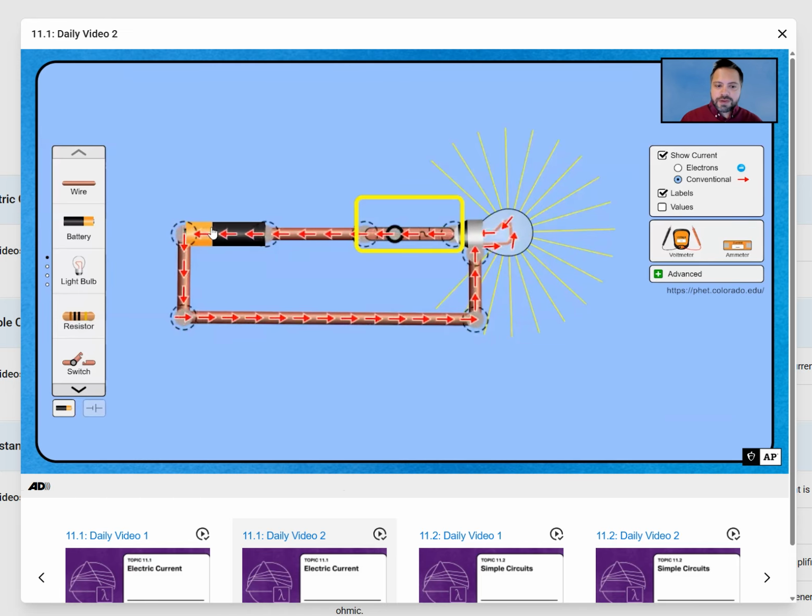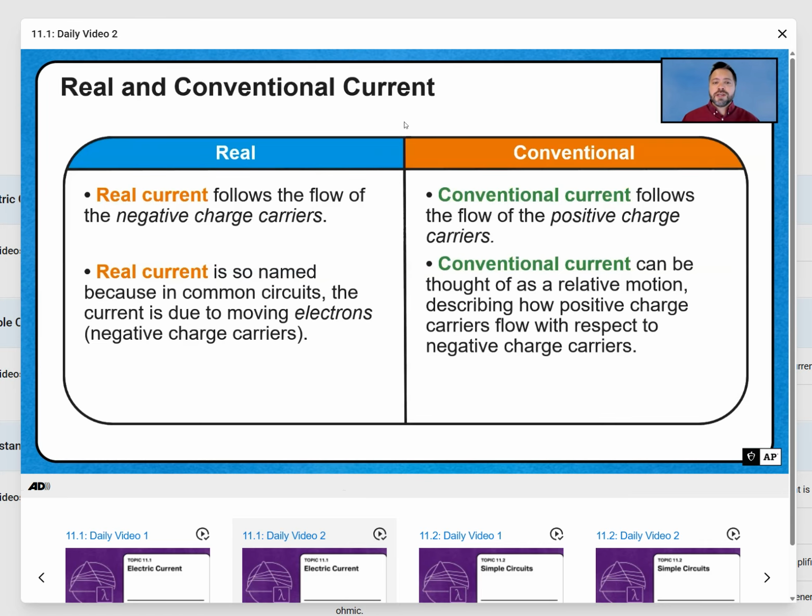So by convention, we follow the positive flow. Just understand it's the electrons that are actually moving. So unless stated otherwise, it's the conventional current. Real current follows the flow of the negative charge carriers, that's the electrons, and that's because those are the ones that are actually moving. Conventional current follows the flow of the positive charges, which is basically the relative motion of the positive charges.